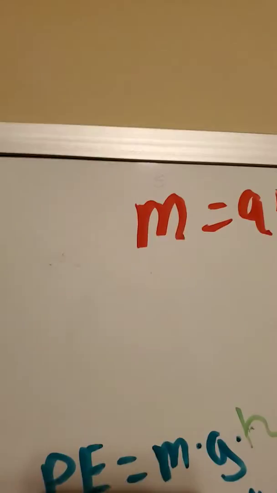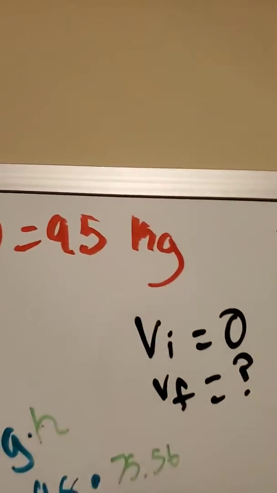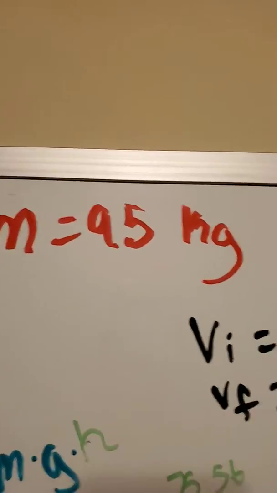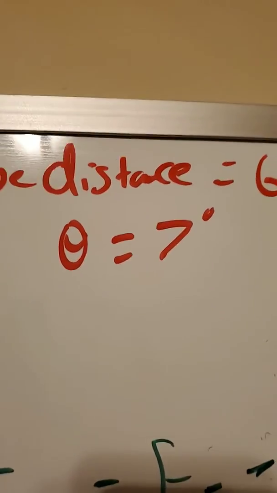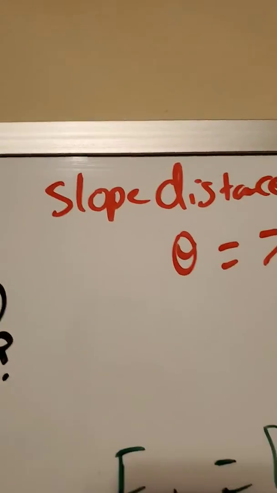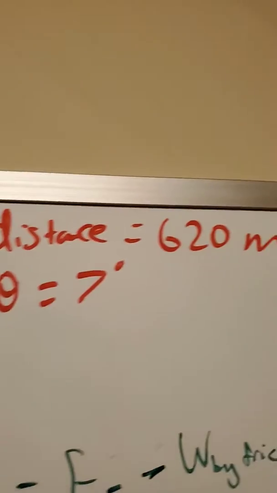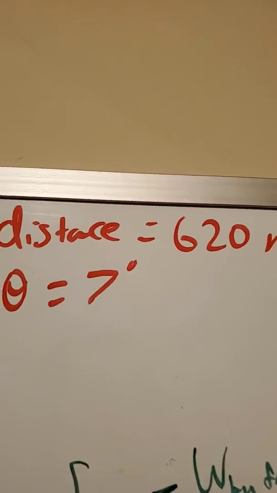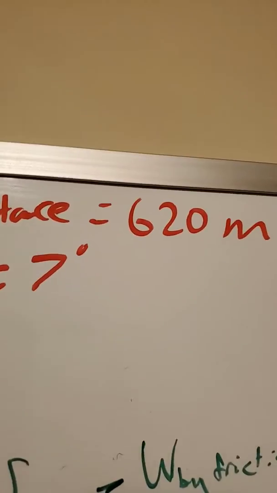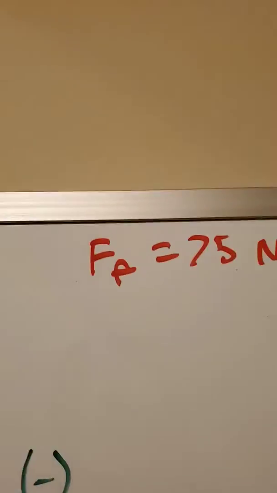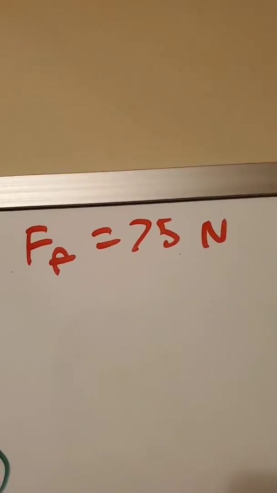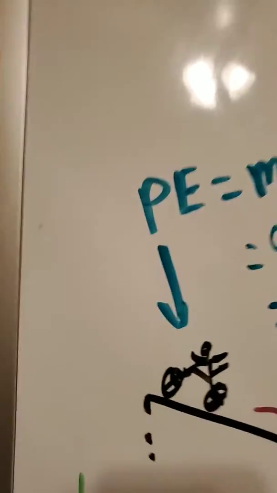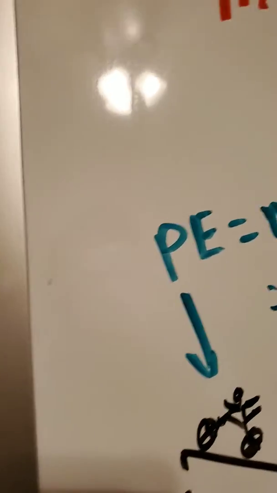So our problem is that a biker of mass 95 kilograms is going down a 7-degree incline, well, the hill's 7 degrees at least, and the distance of that hill is going to be 620 meters. To make this a little bit more fun, I did add a frictional force of 75 newtons. This will just show that the energy is not always conserved, you kind of lose a little bit. But yeah, here's our diagram.